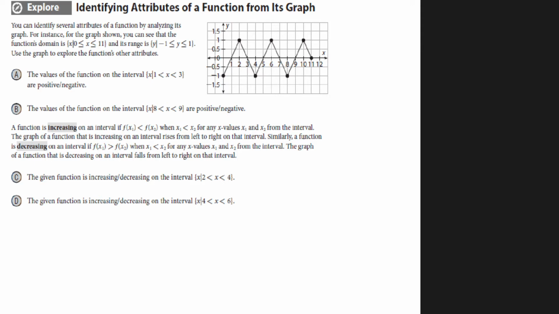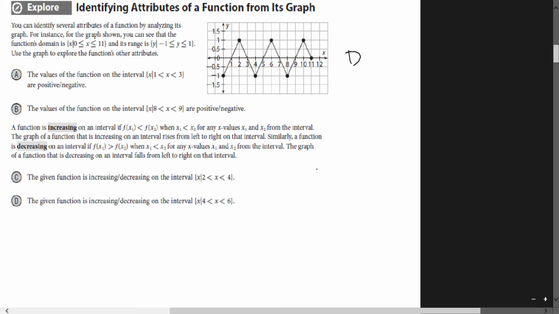Alright, so now we're going to look at identifying attributes of a function by looking at the graph. So for instance, on the graph shown, we can see that the function's domain is x from 0 to 11. Again, domain is all of the possible x values we have. Looking left to right, the smallest x value is 0. Our function continues until we get to 11, and that's when it stops. Then the range is from -1 to +1.